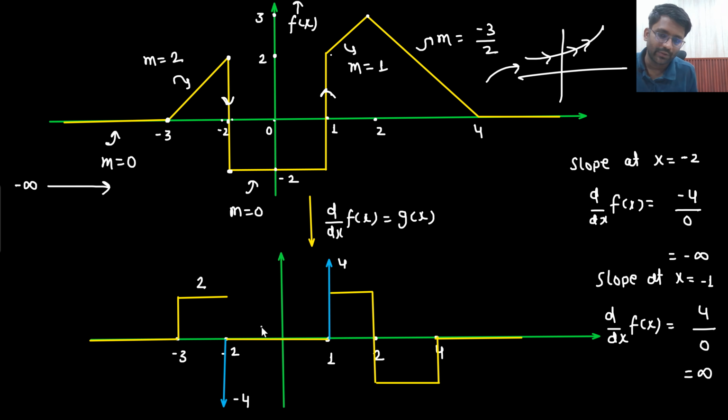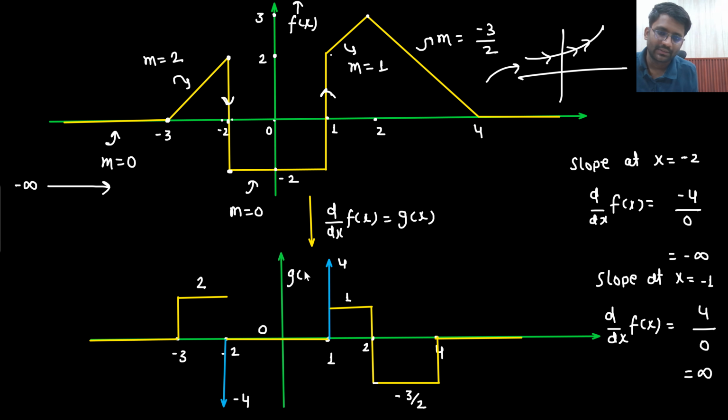Here this value was 2, this value was 0, and the slope was 1 only, no? Between 1 to 2, the slope was 1. So the slope was 1, and here what is the slope? The slope is minus 3 by 2. Okay. Understandable?